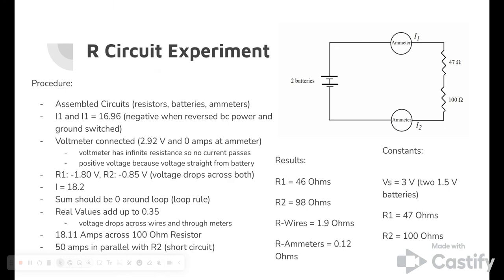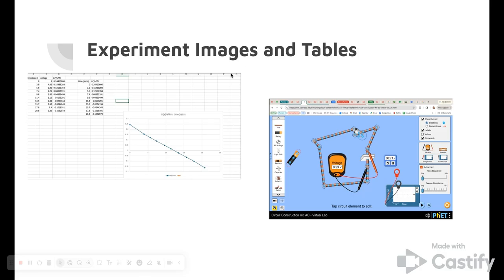Constants that were held in this experiment were our VS, which is about 3 volts with the two 1.5 volt batteries, R1 at about 47 ohms, and R2 at 100 ohms. So here are some experimental images of the experiment that we conducted on the virtual lab, and the experimental data in the form of a graph here.